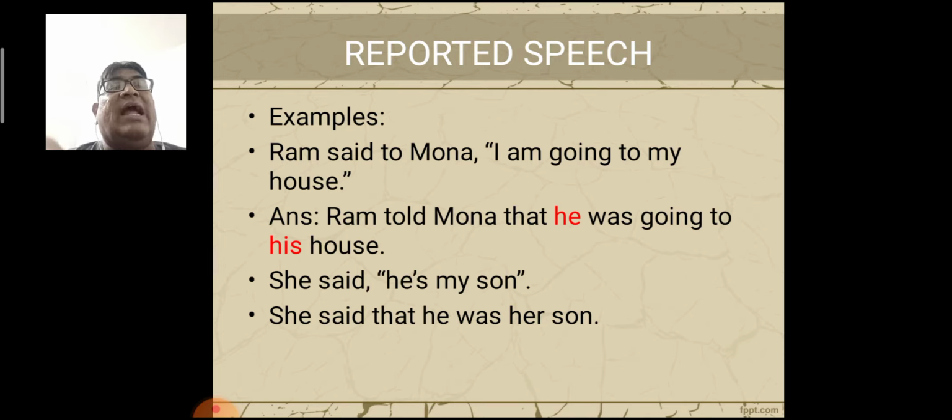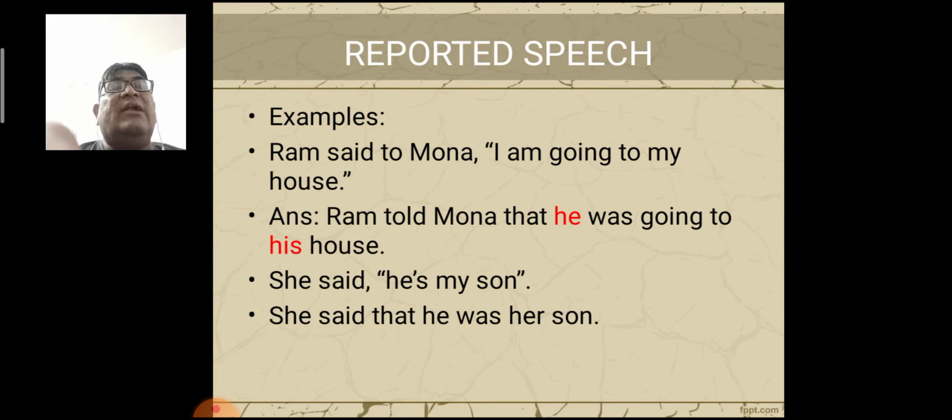The connecting word "that" is used because the sentence is assertive. In assertive sentences we can find both positive and negative sentences. Now here you can see the subject. Here the speaker is Ram. So according to the speaker, in the reporting statement "I" is written. So "I" is the speaker, and according to that, Ram is the speaker.